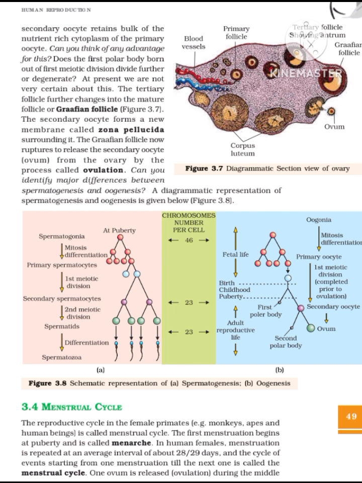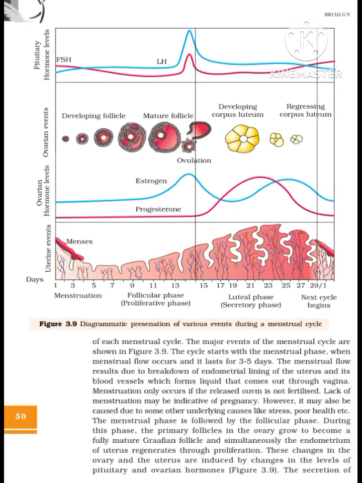One ovum is released, ovulation, during the middle of each menstrual cycle. The major events of the menstrual cycle are shown in figure 3.9. The cycle starts with the menstrual phase, when menstrual flow occurs and it lasts for 3 to 5 days. The menstrual flow results due to breakdown of endometrial lining of the uterus and its blood vessels which forms liquid that comes out through vagina.